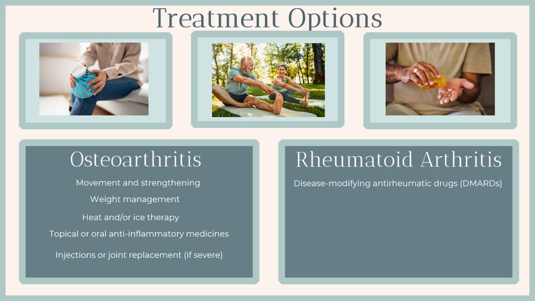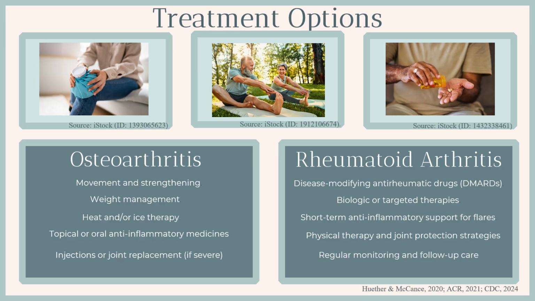In RA, the goals of therapy are to control inflammation early and prevent joint damage. This usually means medicines that calm the immune system, such as disease-modifying anti-rheumatic drugs or DMARDs, and sometimes biological or targeted therapies. During symptom exacerbation or flare-ups, short-term anti-inflammatory support may also be used to help control pain. Physical therapy still matters for both, but RA treatment focuses on slowing the disease process, not just treating pain. Because these medications can affect the body in other ways, regular monitoring and follow-up care are an important part of treatment.